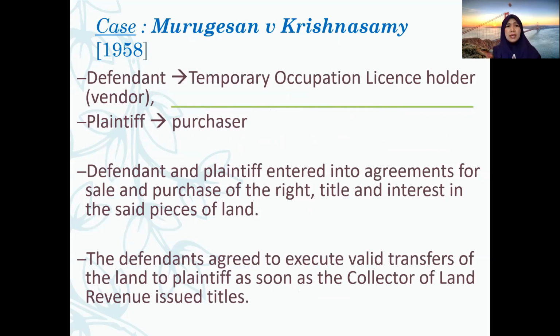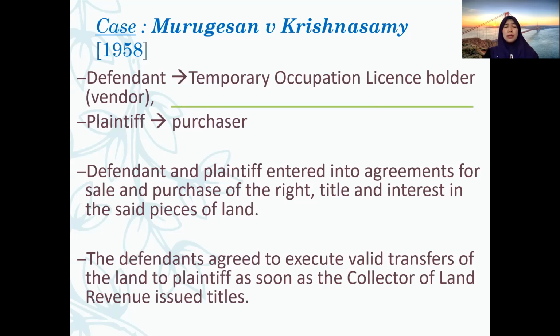We have this case here, Murugesan and Krishnasamy, 1958. It involved toll, the temporary occupation license. The defendant was the toll holder and the plaintiff was the purchaser. They entered into agreements for sale and purchase of the right, title, and interest in the said piece of land. The land actually was under toll.